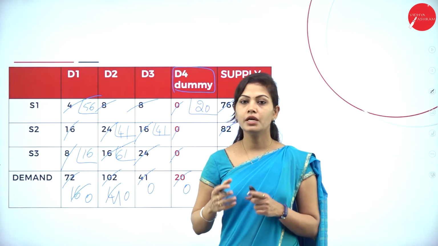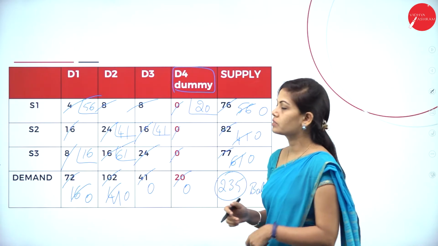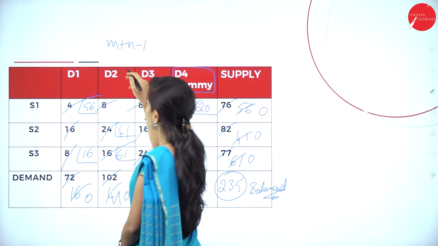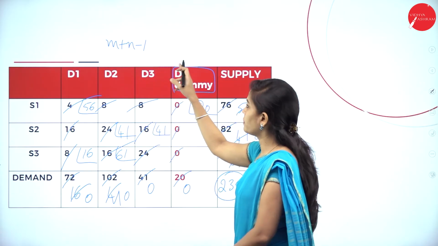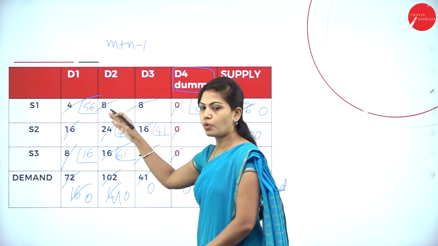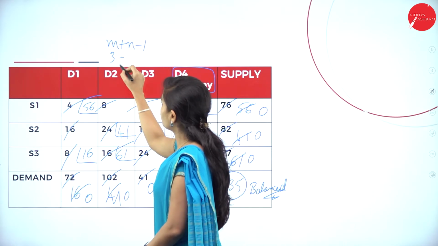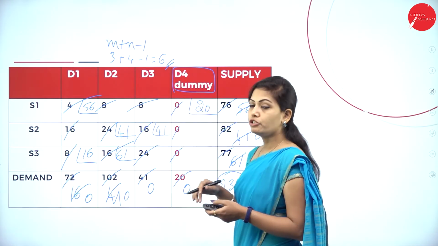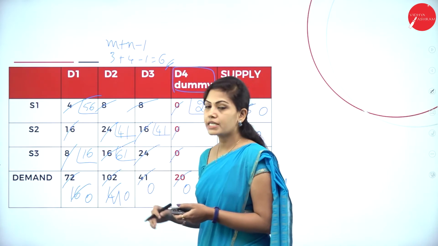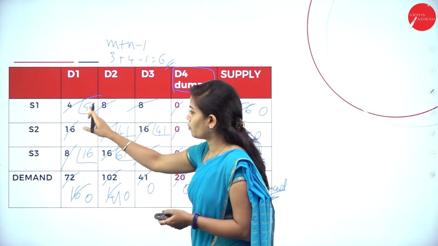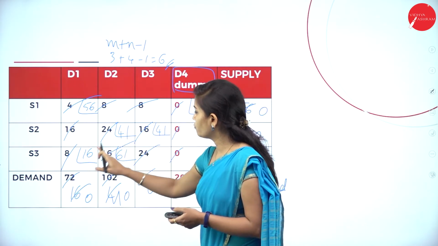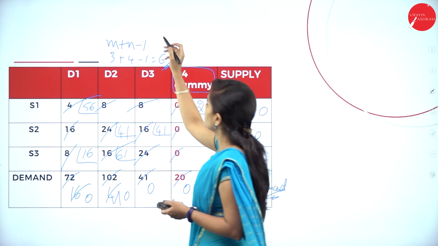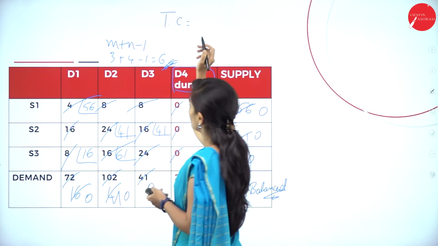What is the next step? You have to find the transportation cost. And if you want to check for non-degeneracy, you can use the formula m plus n minus 1. The number of rows is 3. The number of columns is 4. 3 plus 4 minus 1 is 6. Cross verify the allocated cells. It should be 6 only: 1, 2, 3, 4, 5, 6. So it is non-degenerate.